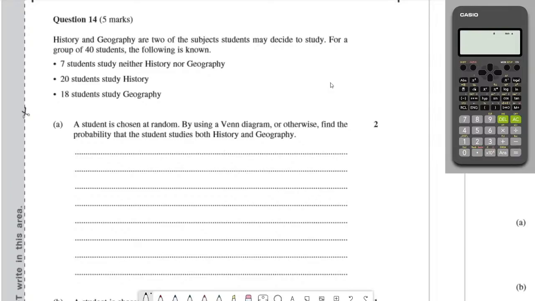Anyway, history and geography are two of the subjects students may decide to study. For a group of 40 students, the following is known. Seven students study neither history nor geography. 20 students study history, and 18 students study geography. A student is chosen at random. By using a Venn diagram or otherwise, find the probability that the student studies both history and geography. So a Venn diagram, one of these circle diagrams.